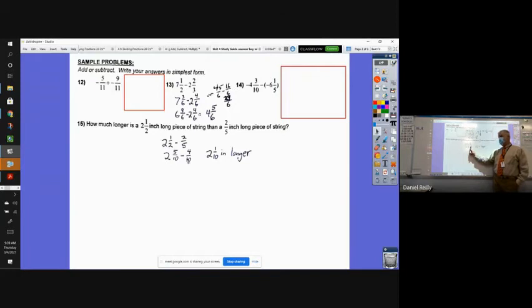2 minus 0, subtract the whole number parts, is 2. 5/10 minus 4/10 is 1/10. So 2 1/10 inches. If you do not write inches in your answer, you will lose a half point. Real world problems have words in their answers.